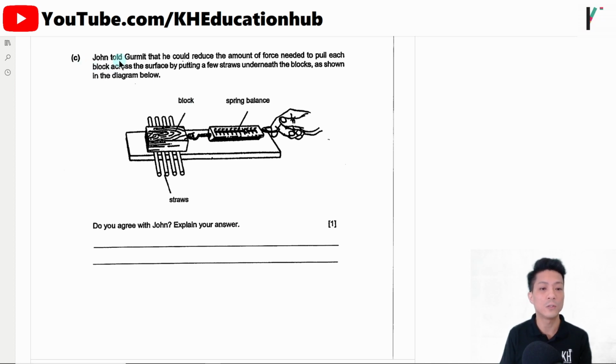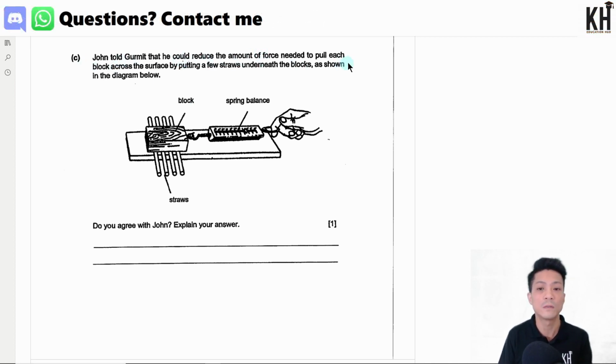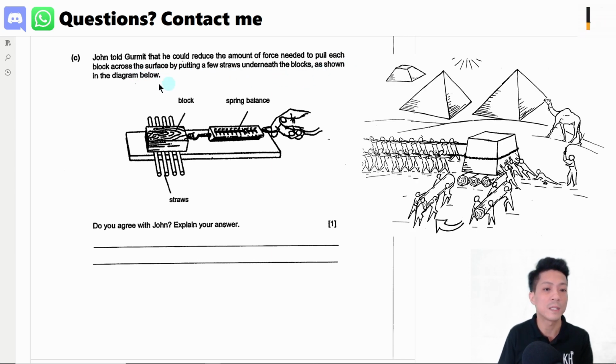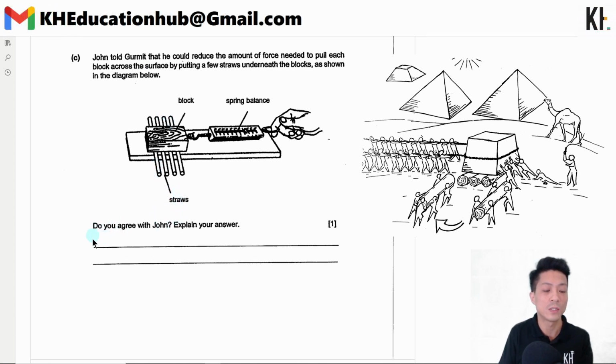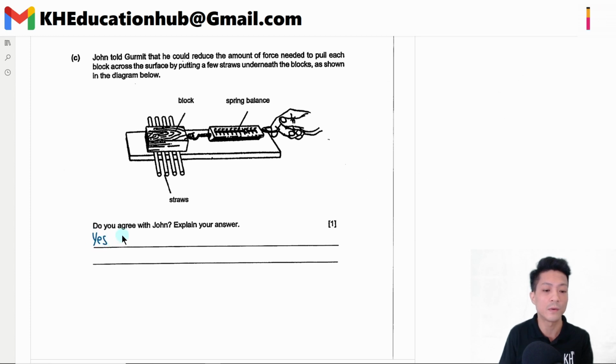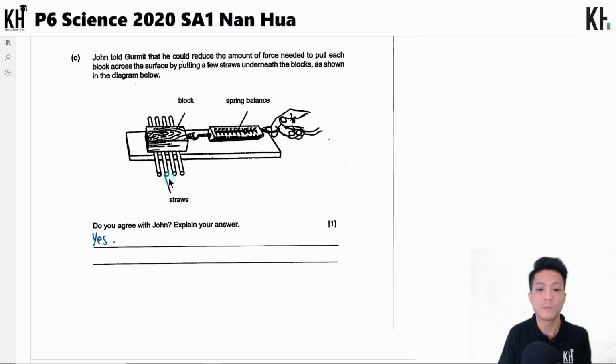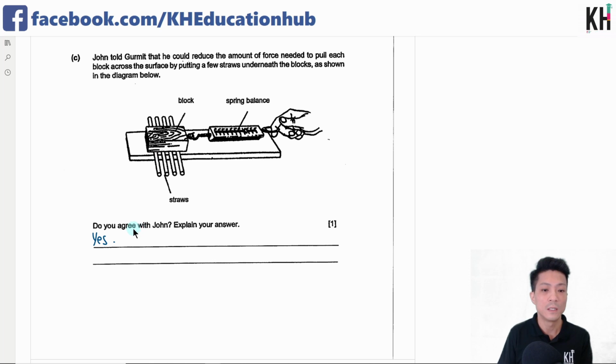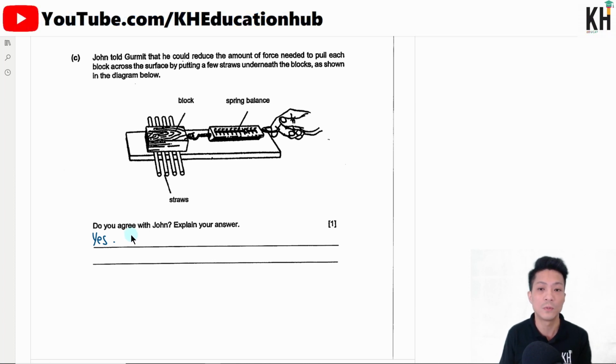Okay, part C. John told Gurmeet that he could reduce the amount of force needed to pull each block across the surface by putting a few straws underneath the blocks as shown in the diagram below. Do you agree with John? And explain your answer. So this is yes, I agree. The reason is because the straws will reduce the amount of contact area between the block and the surface, and hence that will reduce the amount of frictional force, and so you will reduce the amount of force needed to pull each block across.